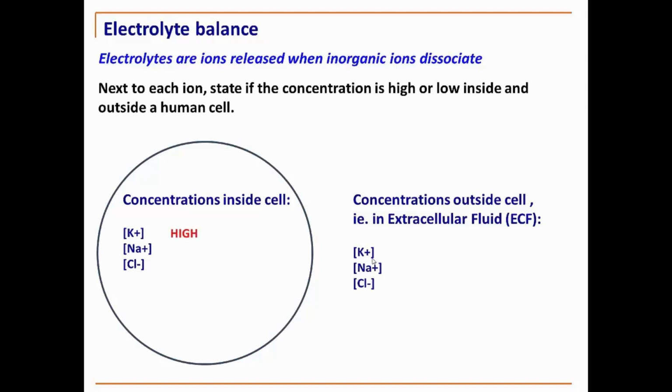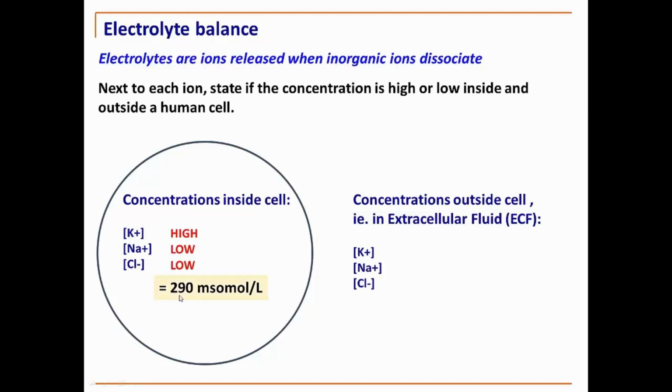Okay, potassium inside the cell, that is high. Sodium inside the cell, low. Chloride inside the cell, low. Now, what are the concentrations outside the cell? In other words, in your extracellular fluid. That includes your interstitial spaces and your plasma. Potassium, low. Oh, sorry. Important point.